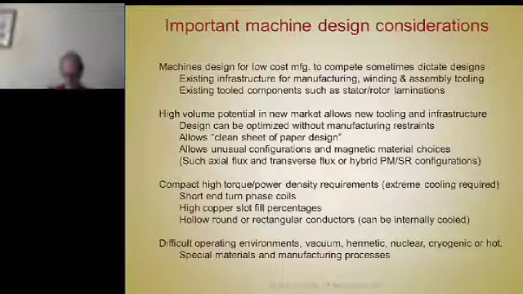And those are fine, and they have some features, but the problem is, historically, those kind of machines seldom, if ever, get into production because they require so much new infrastructure and new tooling and new thinking about manufacturing. So that's important to think of that. That's one of the difficulties with pancake motors or axial flux motors.